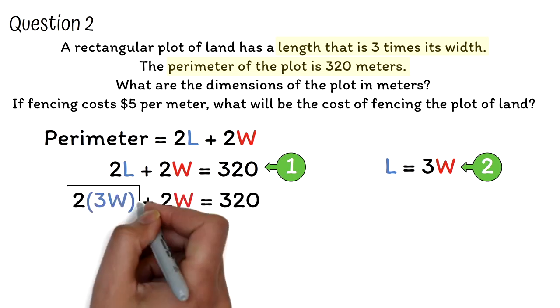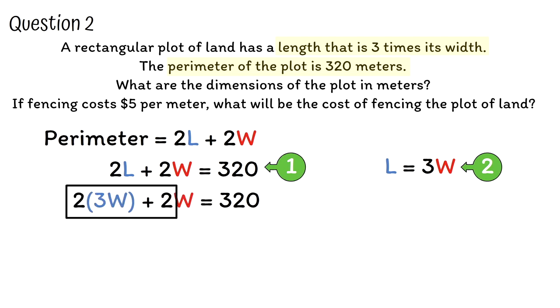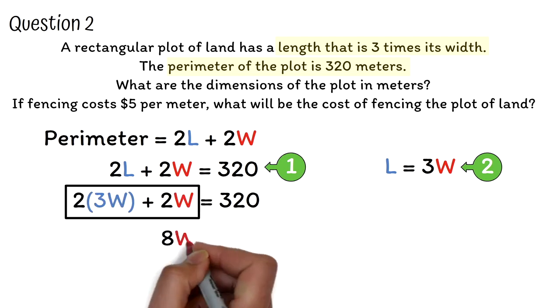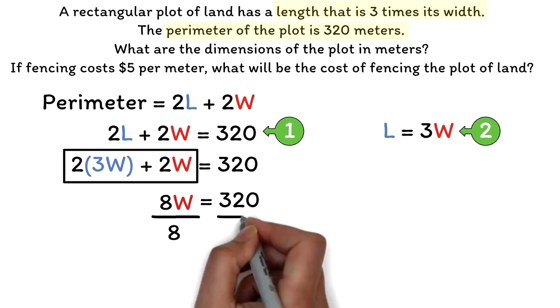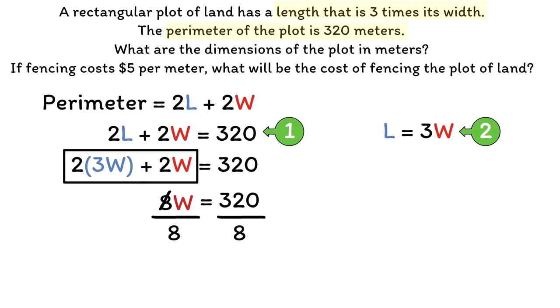2 times 3W is 6W. Plus 2W will give 8W. So we have 8W equals 320. Divide both sides by 8. The 8 will cancel out. 320 divided by 8 is 40. So we have width to be 40 meters.